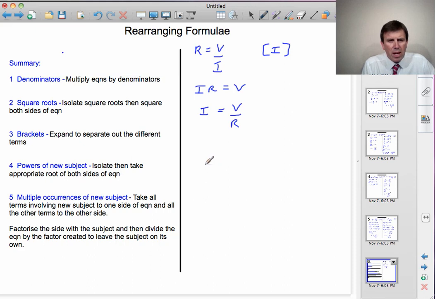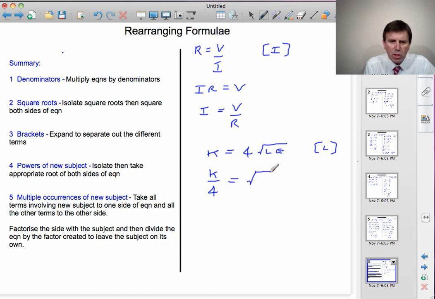Second one, square roots. Isolate square roots and then square both sides of the equation. If we've got something like k is equal to 4 times the square root of lg, and let's suppose we wish to make L the subject, then first of all, isolate the square root. So divide the equation through by 4. And we get k over 4 equals root lg.